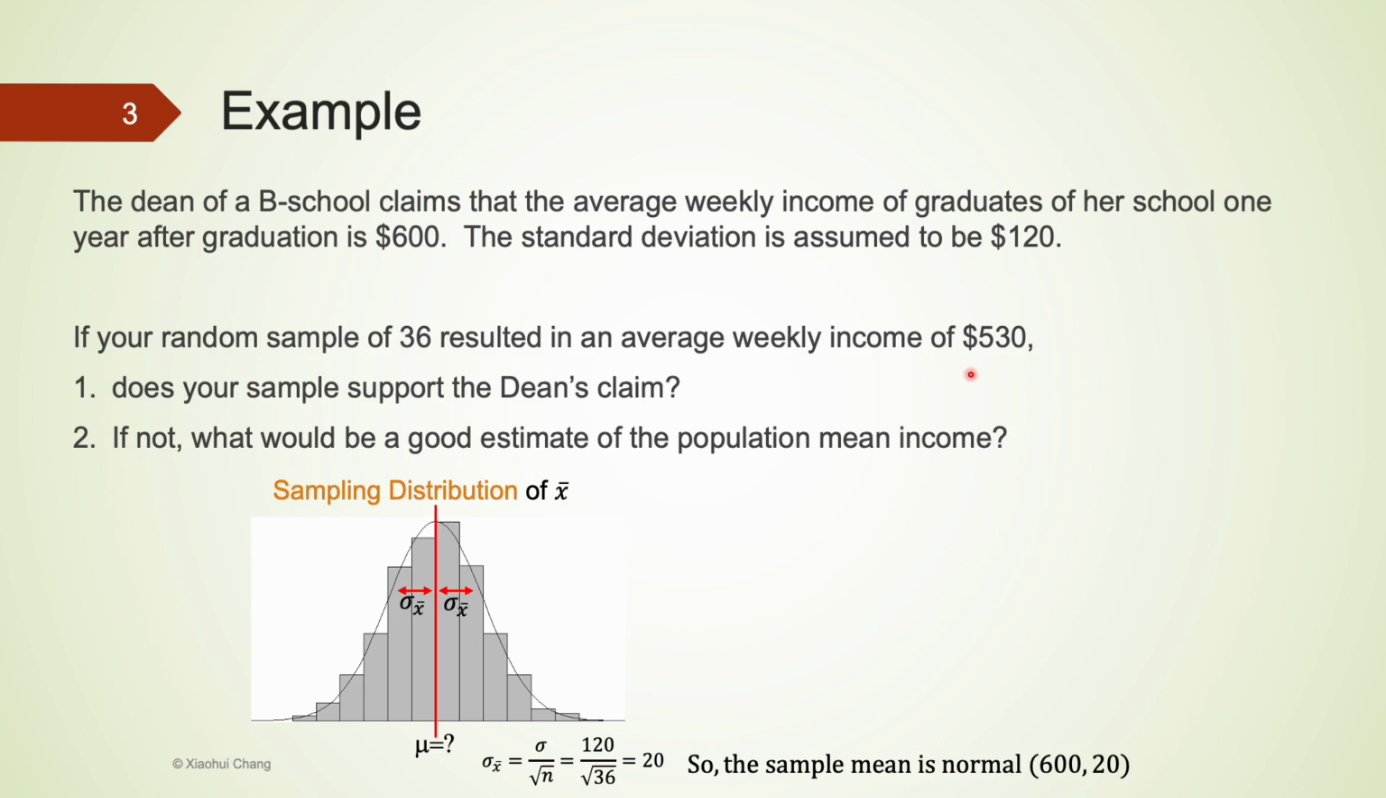This question is related to the distribution of the sample mean. From one of the earlier videos, we have talked about that the sampling distribution of the sample mean is normally distributed with a mean of $600, the same as the population mean. And the standard deviation of this sampling distribution is the population standard deviation divided by the square root of the sample size. That's 120 divided by square root of 36. That's 20. In summary, the sample weekly income is normal with a mean of $600 and a standard deviation of $20.